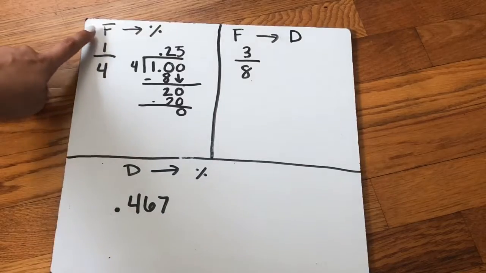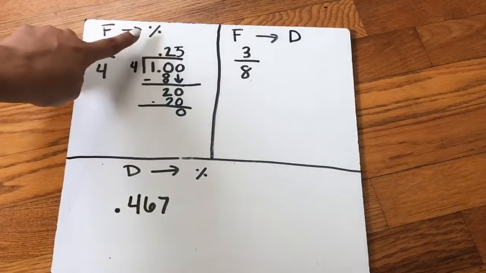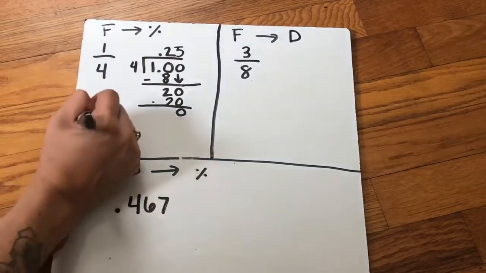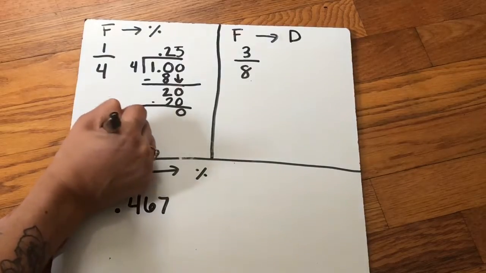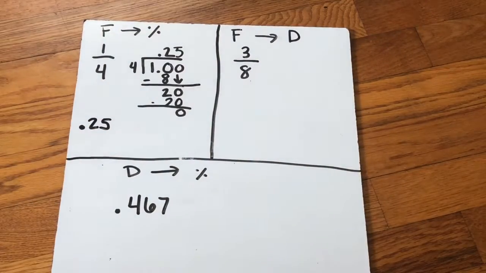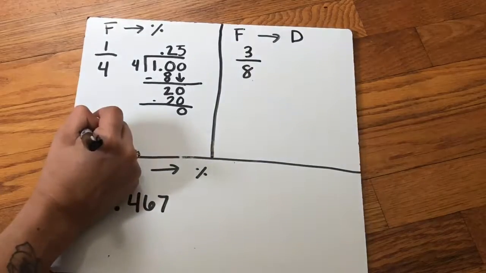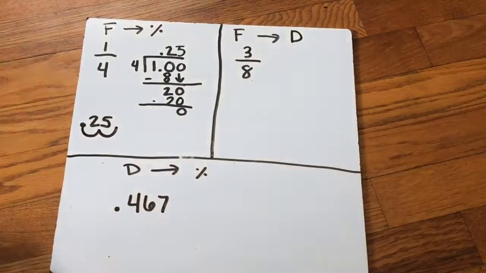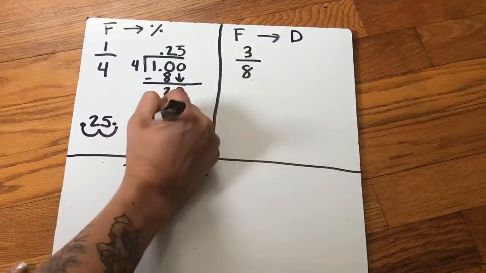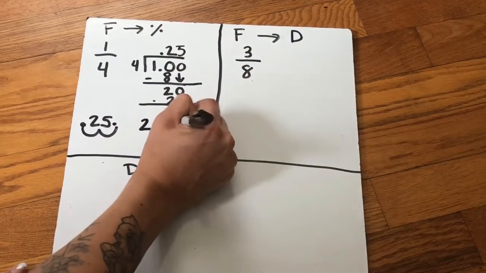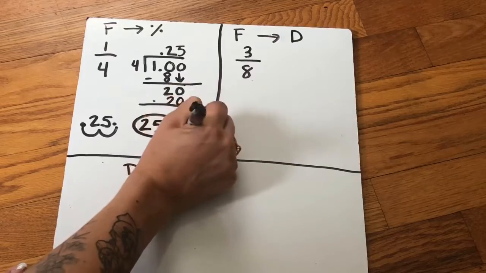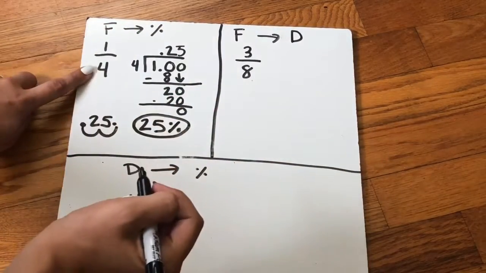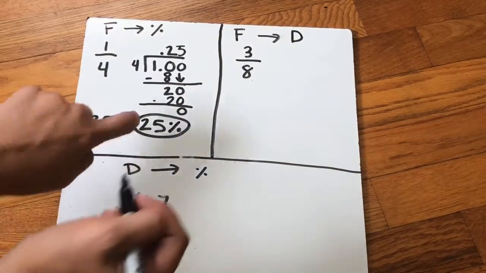So what I'm trying to do is get my fraction to a percent. I got it to a decimal, so 1/4 is the same as 0.25. And now to get that to a percent, I can move my decimal 2 places to the right. All right, so now it's gonna be 25%. So fraction to percent, 1/4 becomes 25%.